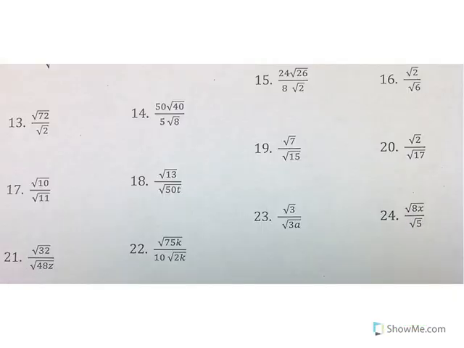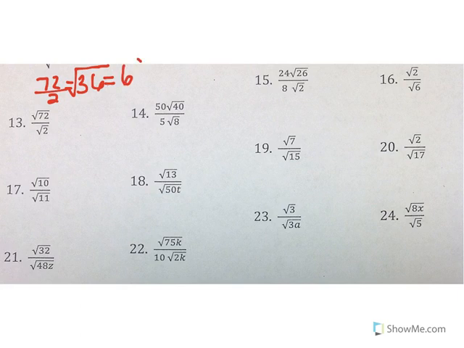Okay, for number 13, you have the square root of 72 over the square root of 2. If you look at these, 72 divided by 2, okay, well I can divide those and that gives me 36, but I can't forget that I have the square root. And oh yay, I have the square root of a perfect square, so I can put a 6, and this will just equal 6.